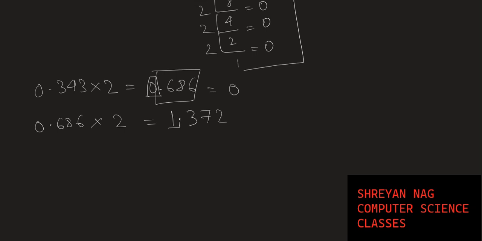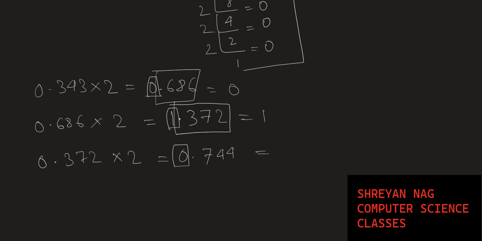1.372, so 1 is already present here. So let us write that and take out the rest of the part. 0.372 into 2, so it is again 0.744. Take out the 0 part and place it here, and take out the rest of the part. So the rest of the part is 0.744, just only the decimal part.